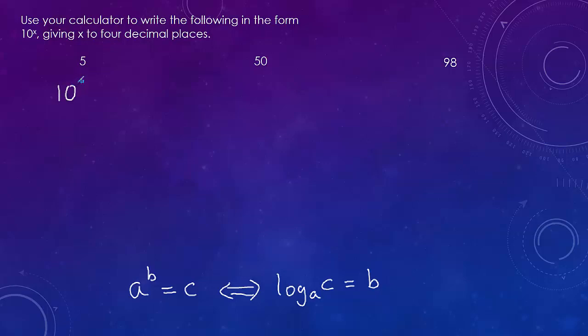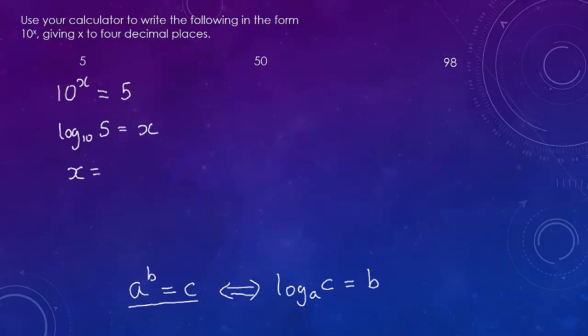So we want a situation where 10 to the power x is equal to 5. That's the x we've got to find. So that's an exponential statement. We want to change it into a log statement. So what we're going to have is log to the base 10. I could have just written log. So log to the base 10 of 5 is equal to x. And then we just need to calculate that.